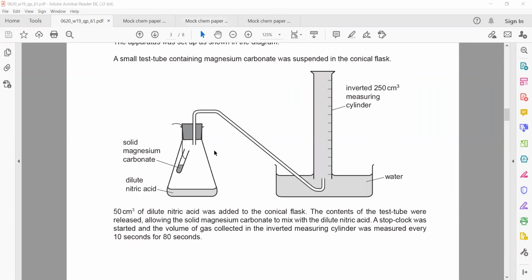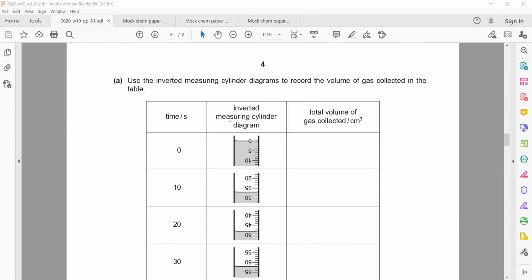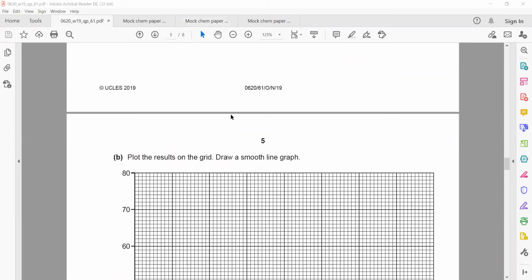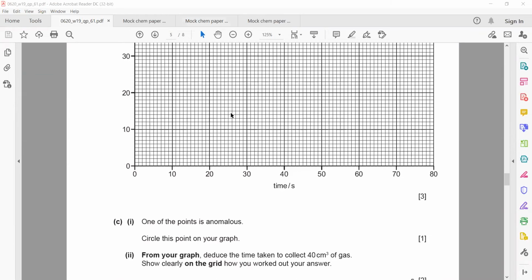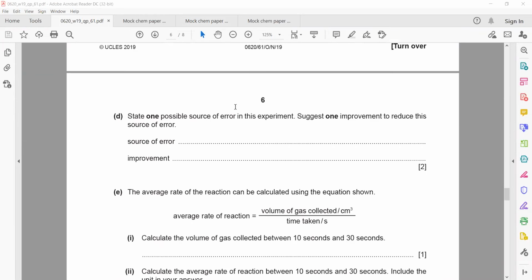Or parallax error in measurement, that you can mention. Or some of the magnesium remains in the tube, so you should gradually release the thread so that it will react. Some carbon dioxide might dissolve in water. Yes, that also leads to an error, but we cannot improve that, because the question is how it can be improved.